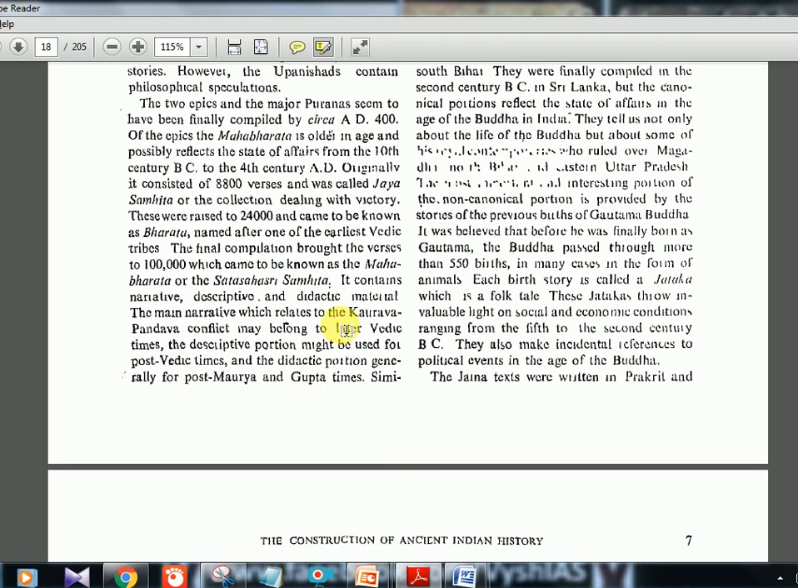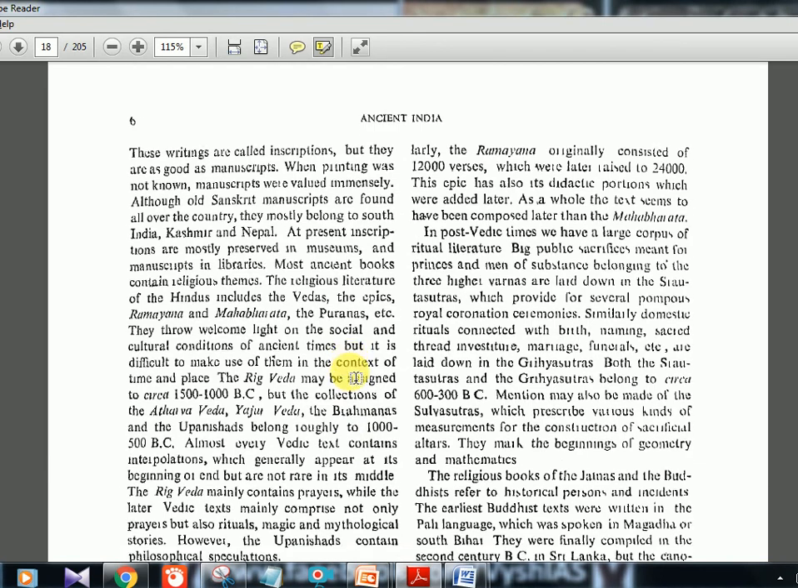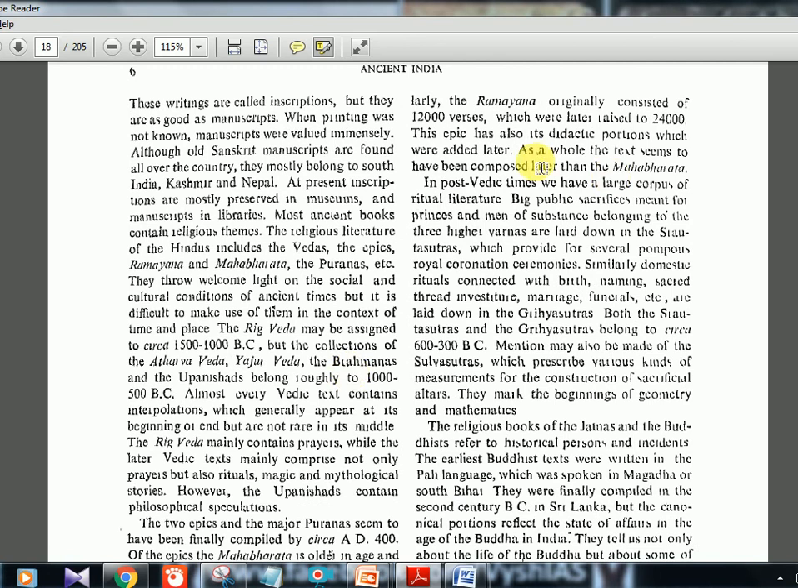It contains narrative, descriptive and didactic material. It's not clear, but the main narrative related to the Kaurava Pandava conflict may belong to the later Vedic times. And Ramayana, initially it was 12,000 verses and finally it became 24,000. Also, one point you have to remember is, even though Ramayana is older in timeline compared to Mahabharata, it was composed later than Mahabharata, the final version.